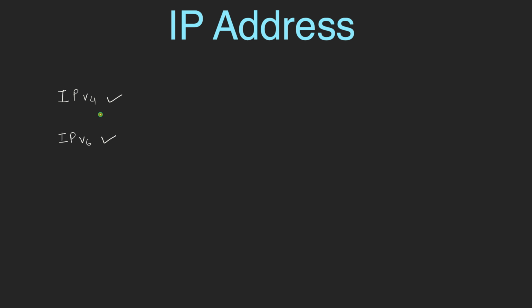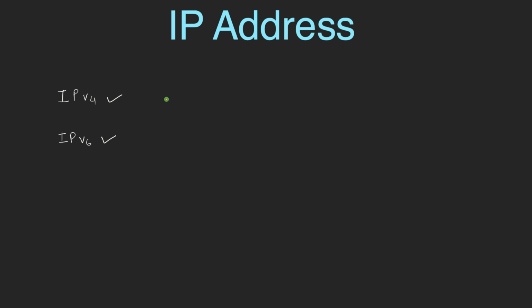In most cases, only IPv4 is supported. In some cases, we have both IPv4 and IPv6 supported. Very rarely you'll see support only for IPv6. IPv6 was introduced to solve the IP exhaustion problem. Let's first look at the structure of these two.